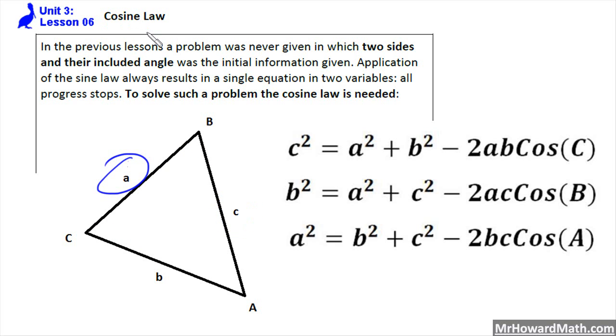So I've written the cosine laws out here. Just realize you can find any side using the cosine law. You just rearrange the formula around. And you'll need to pause the video and write these down if you don't already have them. So let's move on and work some examples.